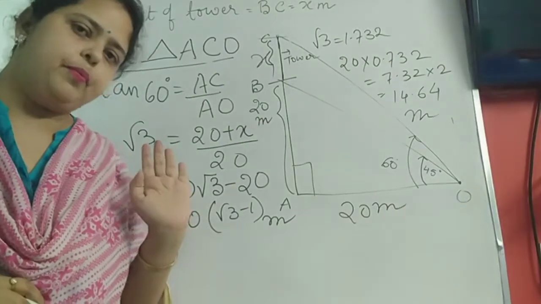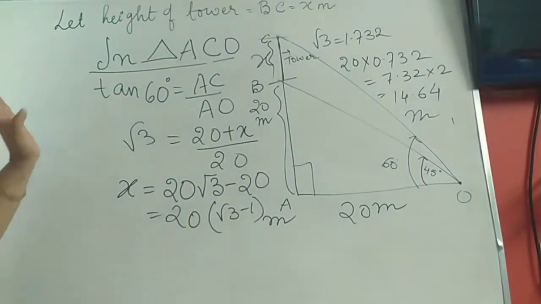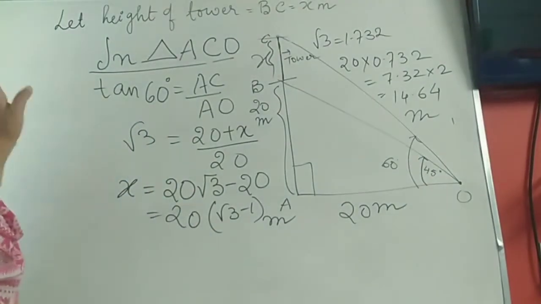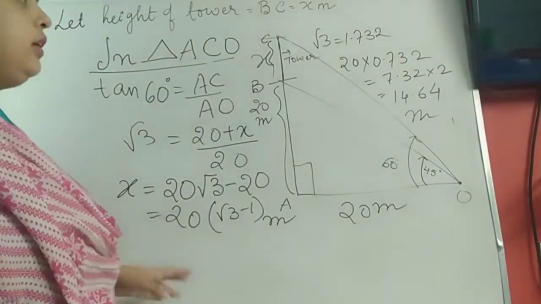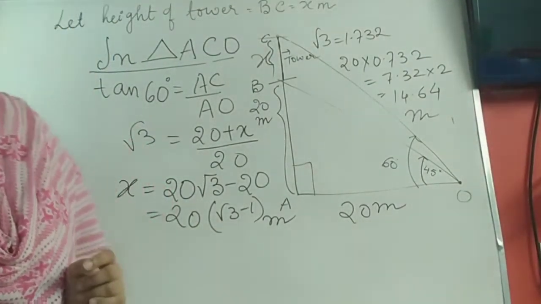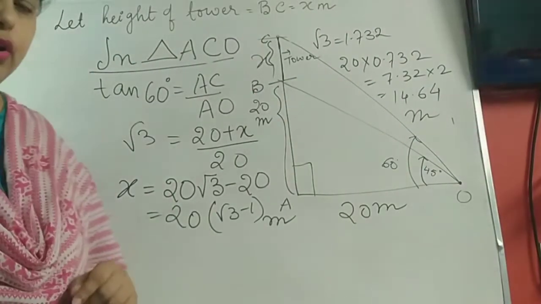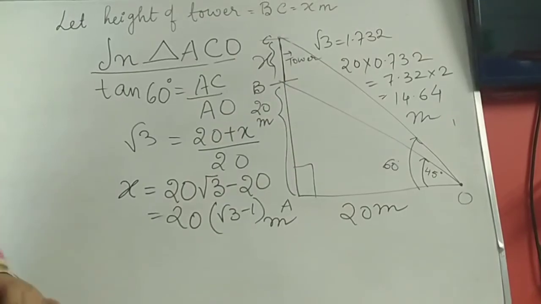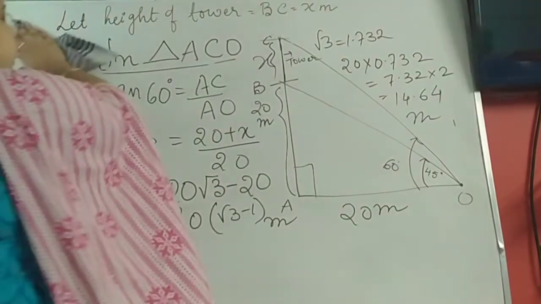So I hope the problem is clear to everyone. So there was a diagram, two angles, and this is. Similar type of problems are there in your NCERT, even in the examples. You carry on. After this problem, let us move to another problem of your NCERT textbook.